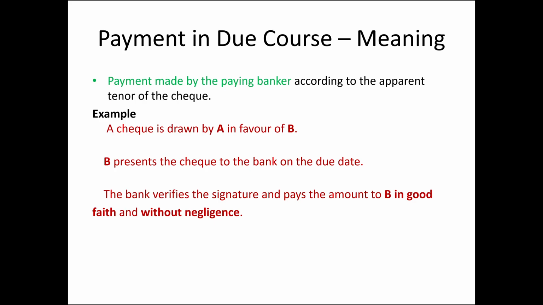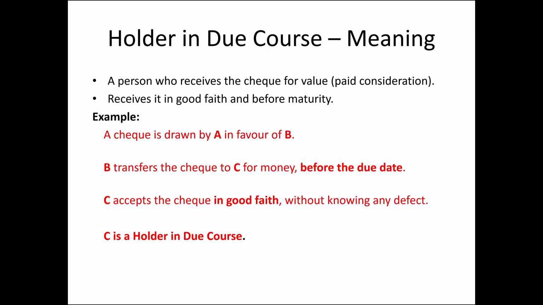So next we have to see payment in due course. Payment in due course means payment made by the paying banker according to the apparent tenor of the check. For example, a check is drawn by A in favor of B. B presents the check to the bank on the due date. The bank verifies the signature and pays the amount to B in good faith and without negligence.